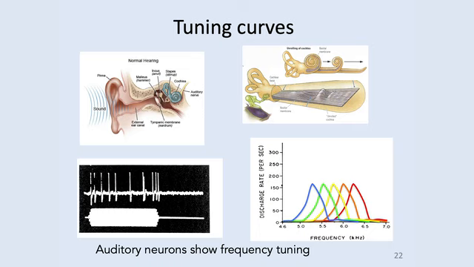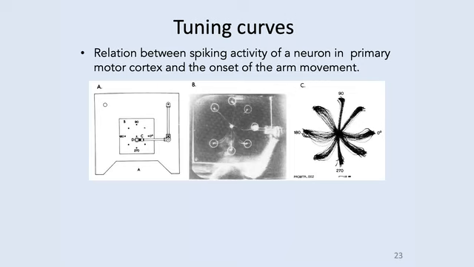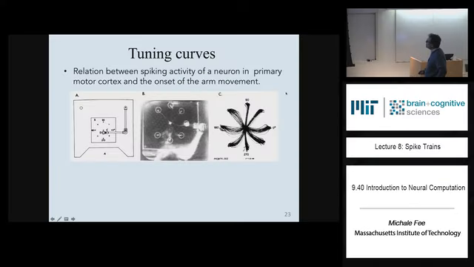Okay, so we saw an example now of how firing rates of neurons in sensory cortex are sensitive to particular parameters of the sensory stimulus. This property of tuning applies not only to sensory neurons, but also to neurons in motor cortex. This shows the results of a classic experiment analyzing the spiking activity of neurons in motor cortex during arm movements in different directions.